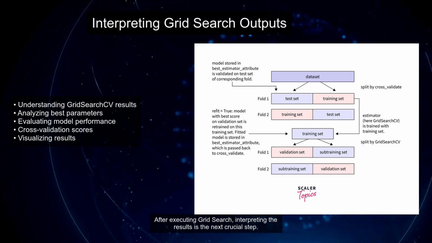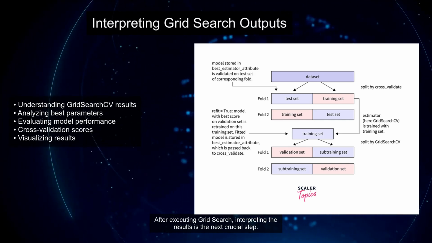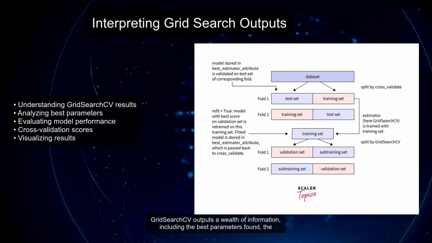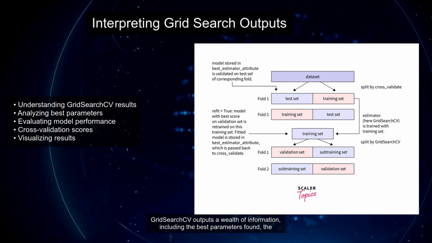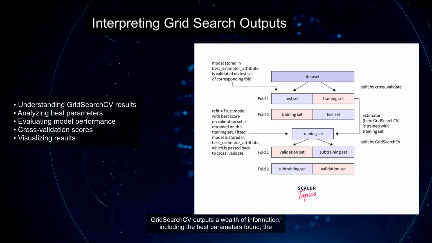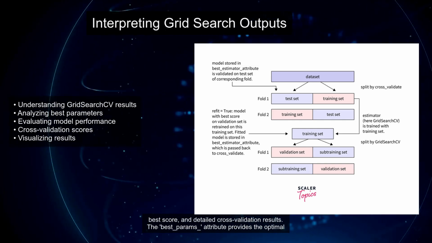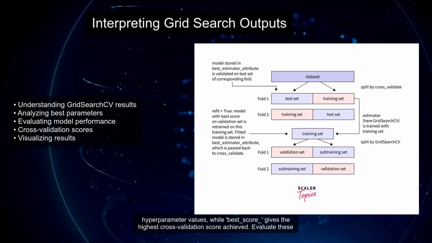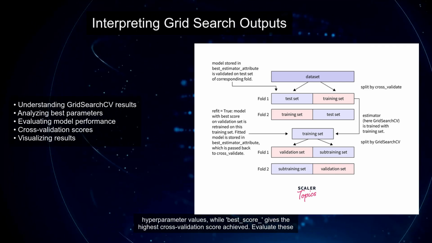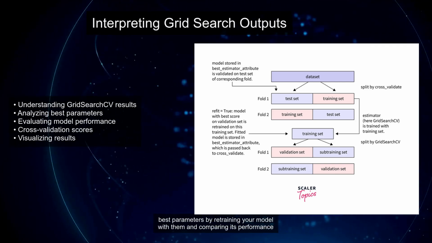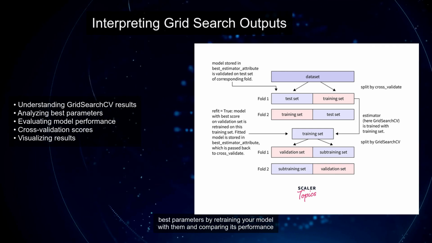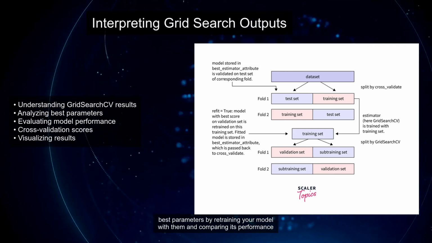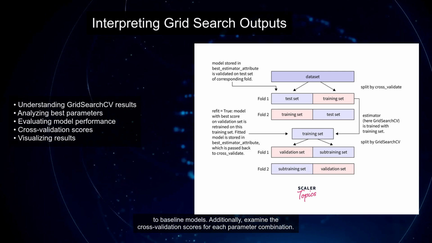After executing grid search, interpreting the results is the next crucial step. Grid search outputs a wealth of information, including the best parameters found, the best score, and detailed cross-validation results. The best_params_ attribute provides the optimal hyperparameter values, while best_score_ gives the highest cross-validation score achieved. Evaluate these best parameters by retraining your model with them and comparing its performance to baseline models.